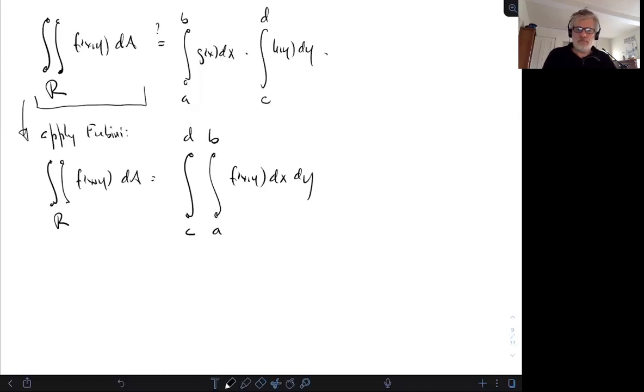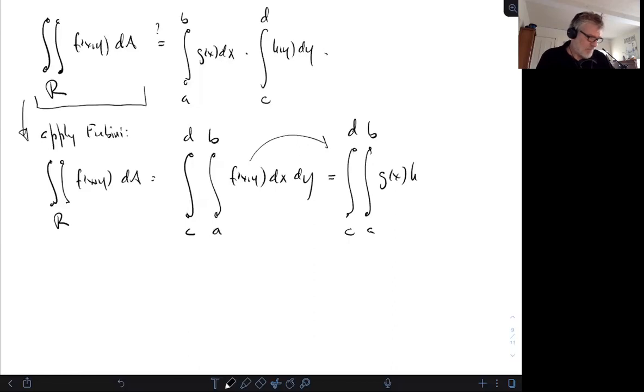Okay? So I'm just applying Fubini. I haven't used anything about the function f. So what is that? I'm going to replace f by what I'm told it is, and I'm told that it is a function of x, g of x, times a function of y, h of y. Okay?